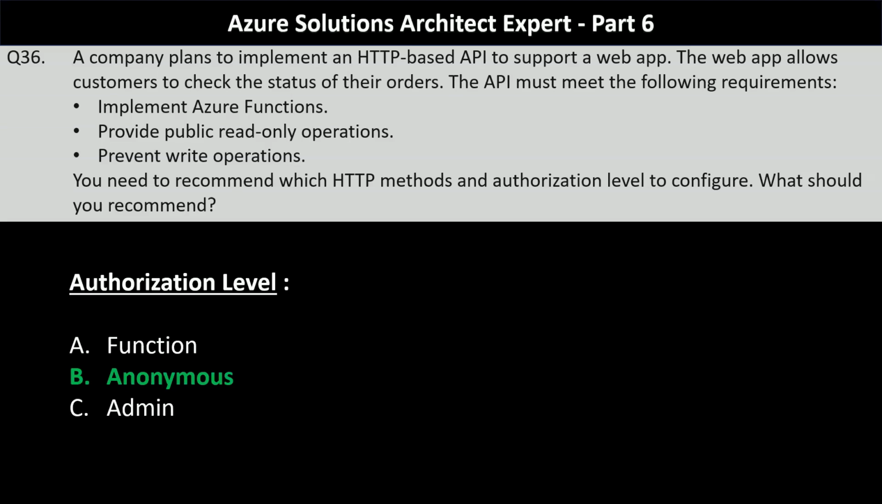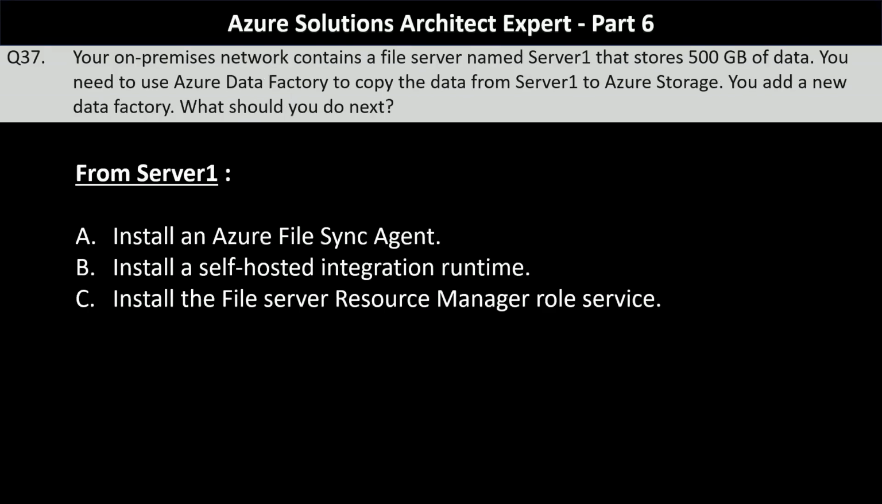Next question. Your on-premise network contains a file server named Server1 that stores 500 GB of data. You need to use Azure Data Factory to copy the data from Server1 to Azure storage. You add a new data factory. What should you do next? Now, in the question, the first part is what should you do from Server1? Your options are install an Azure File Sync agent, install a self-hosted integration runtime, install the File Server Resource Manager role service. Folks, you will have to install self-hosted integration runtime.